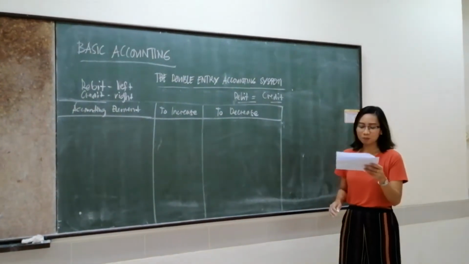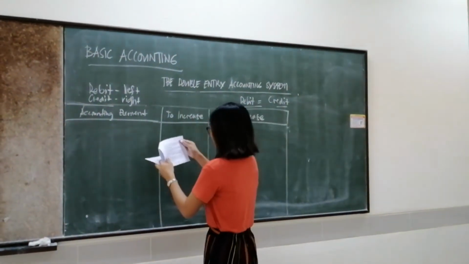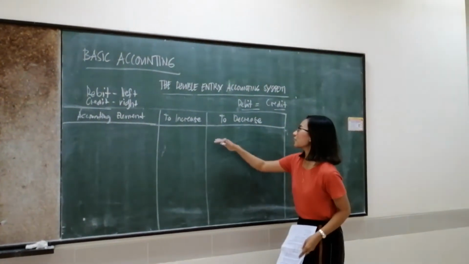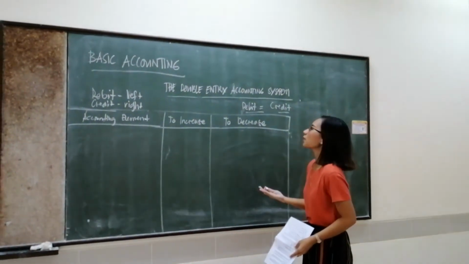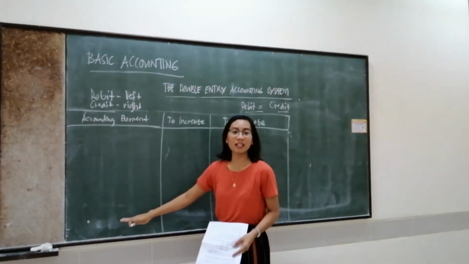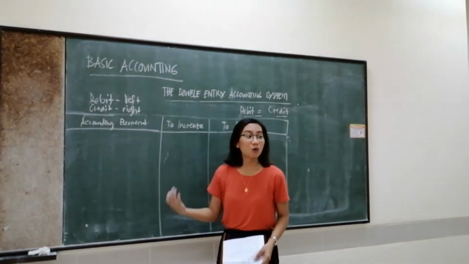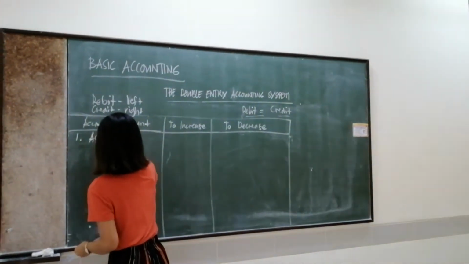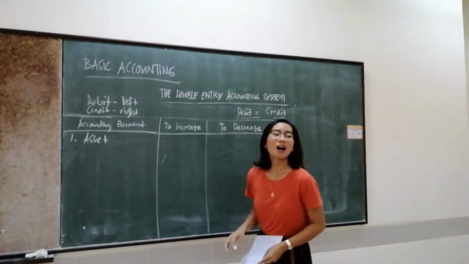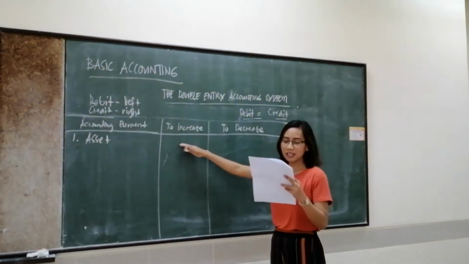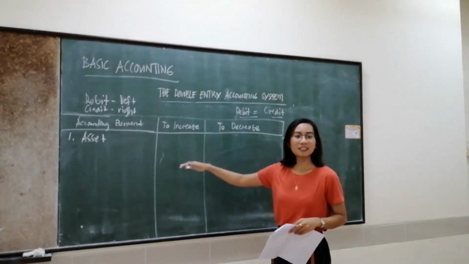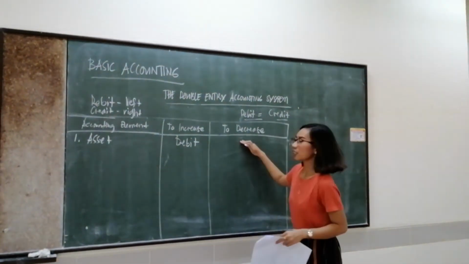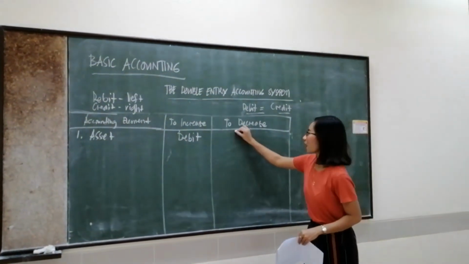Now, here is the rule. So we have here the accounting element. Is it to increase or to decrease? In simple terms, we will list here the accounting elements, then we will determine its normal balance. So first, asset. What is the normal balance of asset? Is it to increase? To increase an asset, you have to debit. And to decrease, you have to credit.